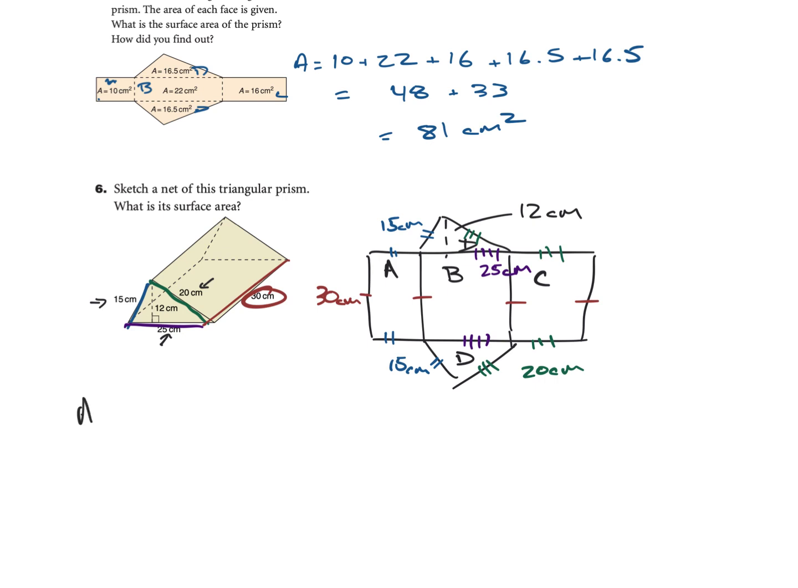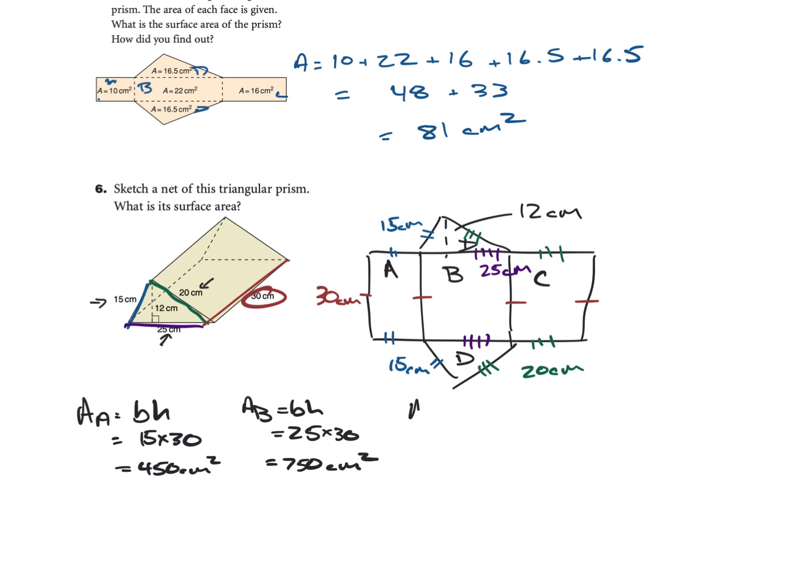So I got area of A is equal to base times height. I only have one rectangle. The dimensions of A are 15 times 30, which is going to give me 450 centimeters squared. And then area of B, I've got, again, base times height. This time I've got 25 times 30, so that's 750 centimeters squared. And then area of C is equal to, again, base times height. I always want you putting your formulas in. And then I've got 30 times 20, so that's 600 centimeters squared.